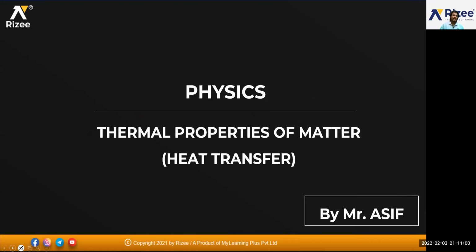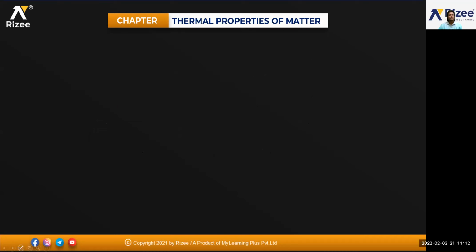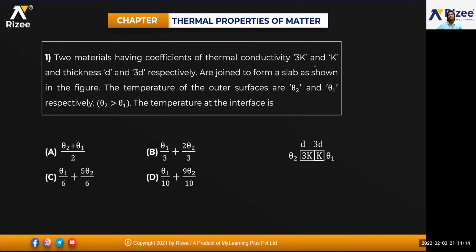So, thermal properties of matter, we'll try to do some problems. See this one, the first problem. Two materials having the coefficients of thermal conductivity 3K and K and thickness D and 3D.